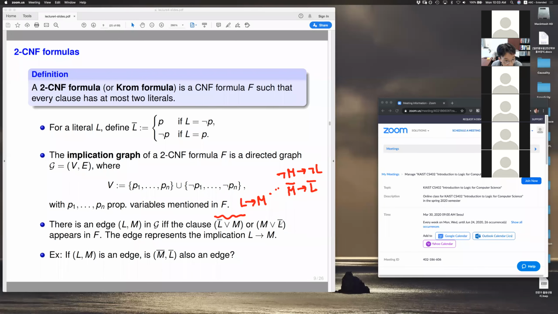You can also read it from the definition of an edge. If I write it as a disjunction, it is not L bar or M bar, or rather M or L bar, and that is the same as the condition for the edge from L to M to exist in the graph. So this means it always has a duality property. If there's an edge that goes from L to M, then there's always going to be an edge from M bar to L bar.